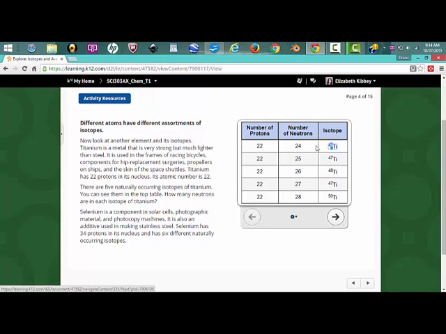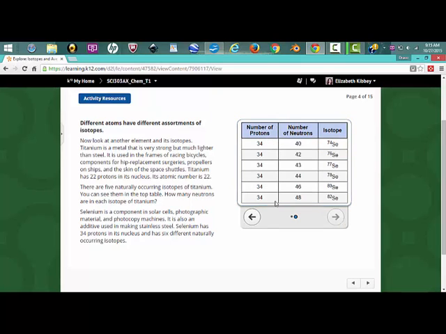How they get the little number, the 46, 47, 48, 49, 50, is they add the number of protons plus the number of neutrons within each. As for this one, all of these have 34 protons. The number of neutrons increases: 40, 42, 43, 44, 46, 48. These are selenium isotopes: 74, 76, 77, 78, 80, and 82.